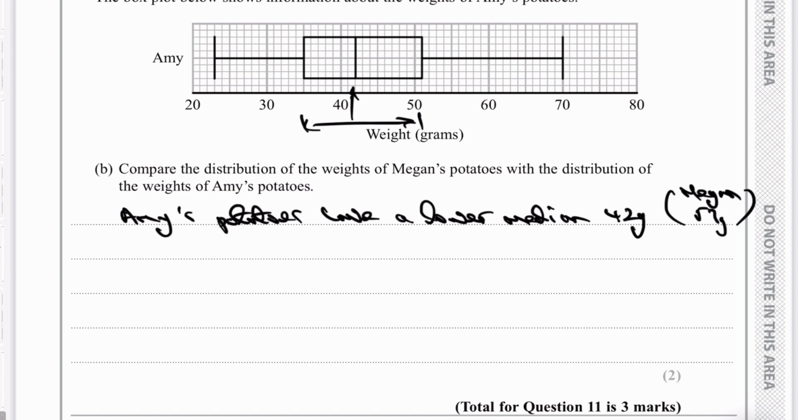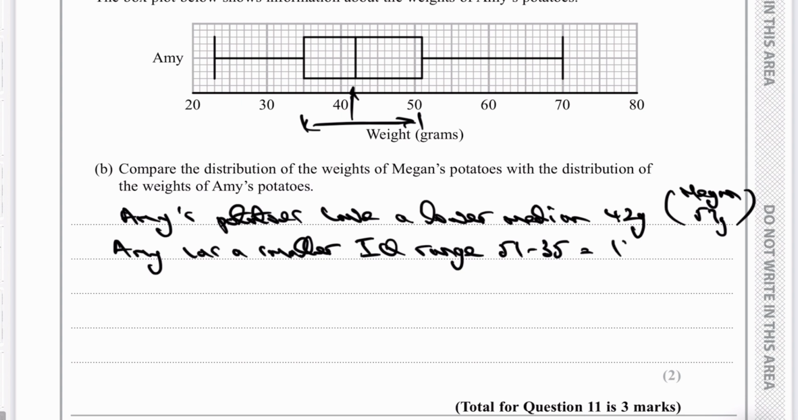Okay, so if I put in here that Amy has a smaller, and this is the mid 50%, and it's called the interquartile, I'll just put IQ range. Okay, and hers is actually 51 minus 35, which equals 16 grams.